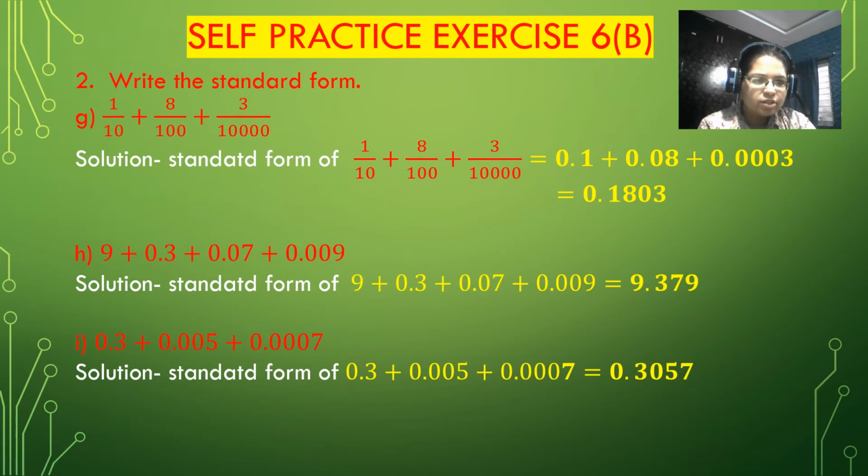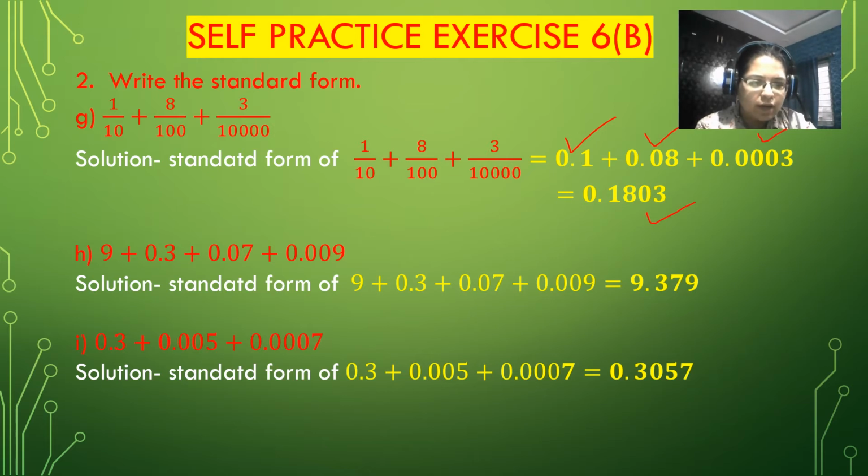Now we solve G bit. G. 1 divided by 10 plus 8 divided by 100 plus 3 divided by 10,000. Standard form: 1 divided by 10 is 0.1, 8 divided by 100 is 0.08 and 3 divided by 10,000 is 0.0003. So 0.1 plus 0.08 plus 0.0003 is 0.1803.